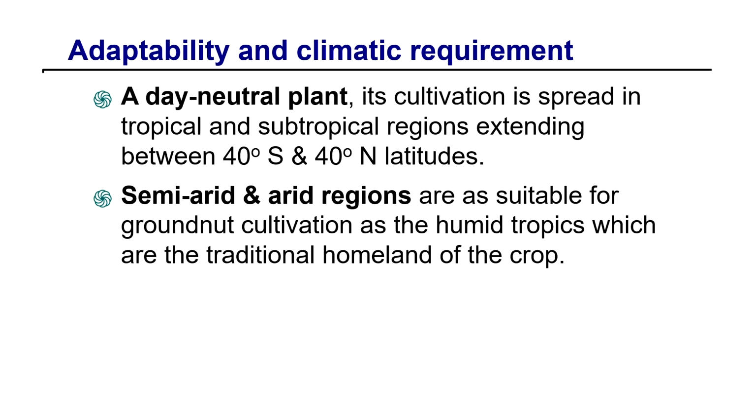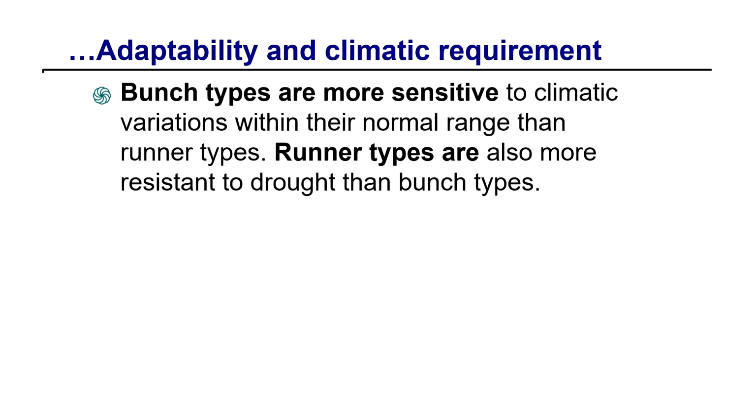Now, adaptability and climatic requirement of groundnut. Basically it is a day neutral plant. Its cultivation is spread in tropical and subtropical regions extending between 40 degrees south to 40 degrees north latitudes. Semi-arid and arid regions are as suitable for groundnut cultivation as the humid tropics, which are the traditional homeland of the crop. In India it is mostly grown in semi-arid and arid conditions, and bunch types are more sensitive to climatic variations within their normal range than runner types. Runner types are also more resistant to drought than the bunch types.